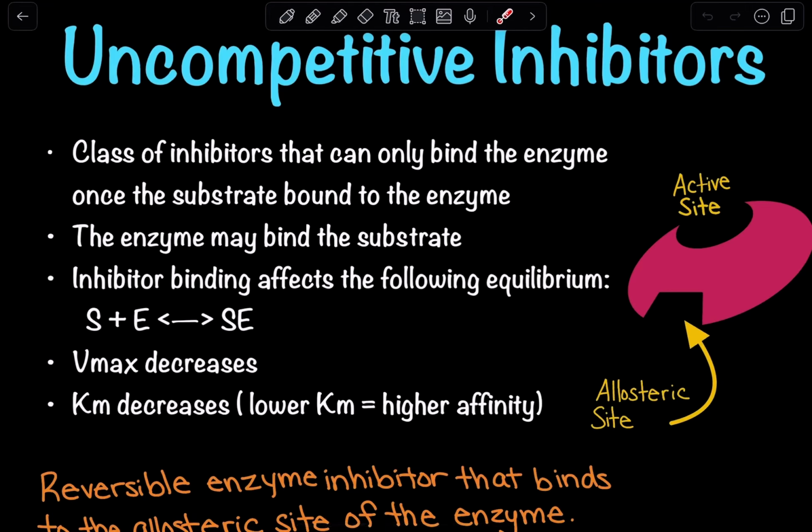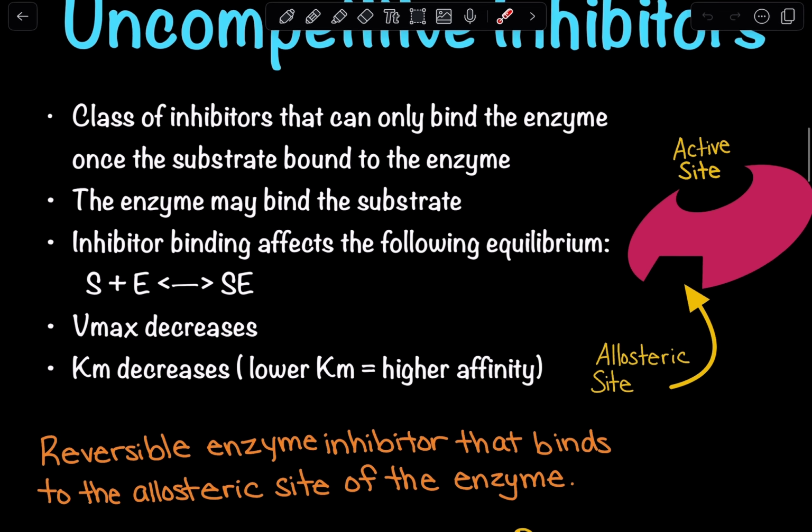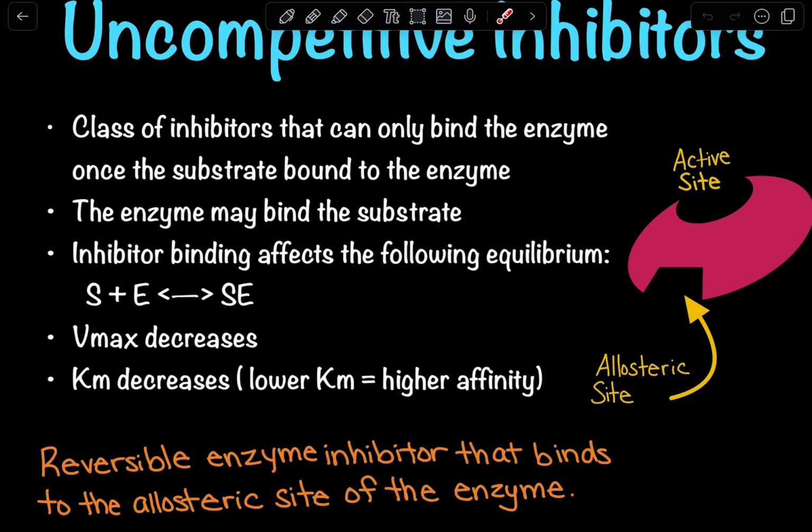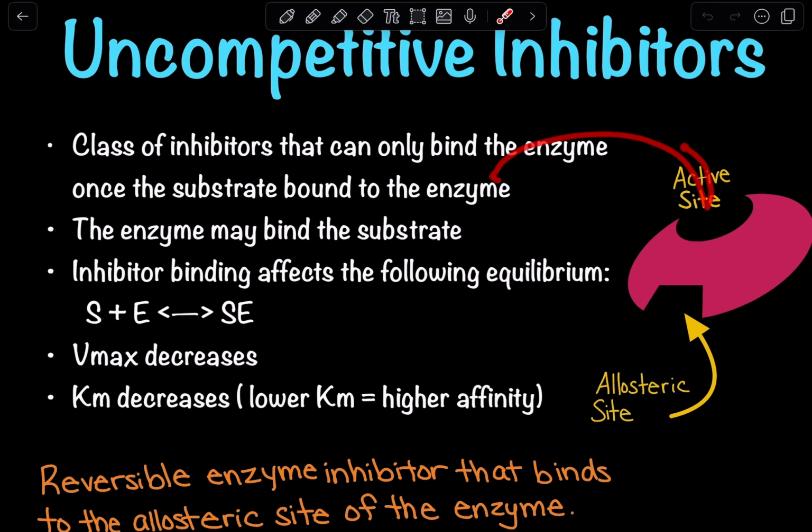So here we are going to understand uncompetitive inhibition. Now, first we have to recall that when we talk about inhibitors, we have three different types of inhibitors that we are interested in that are known as reversible enzyme inhibitors. We have the competitive inhibitors, the non-competitive inhibitors, and the uncompetitive inhibitors. So previously, we've already discussed that competitive inhibitors will bind to the active site of the enzyme, so they are competing with the substrate.